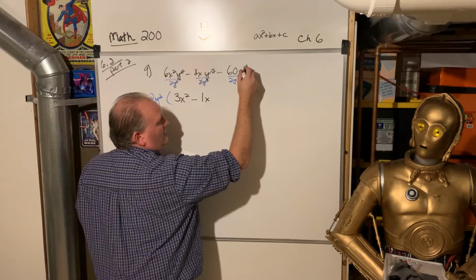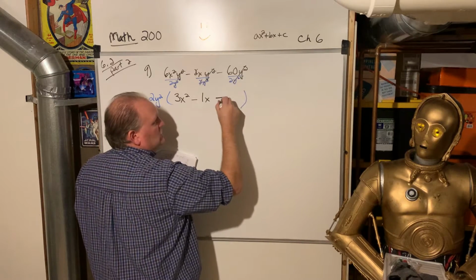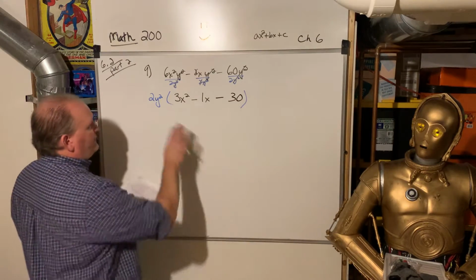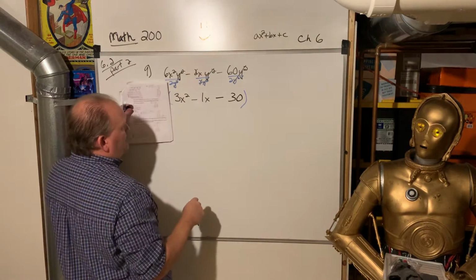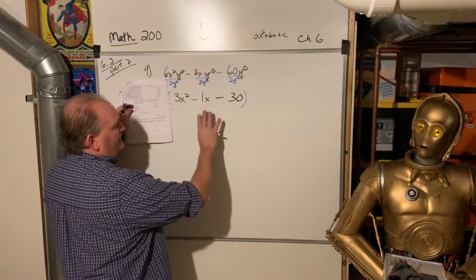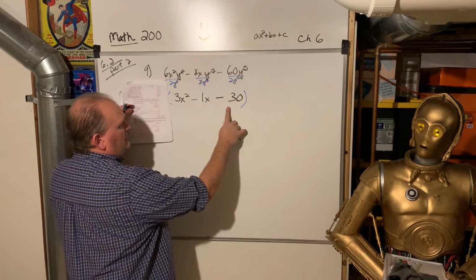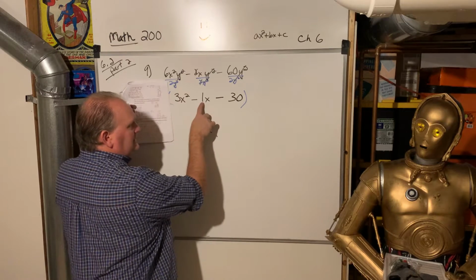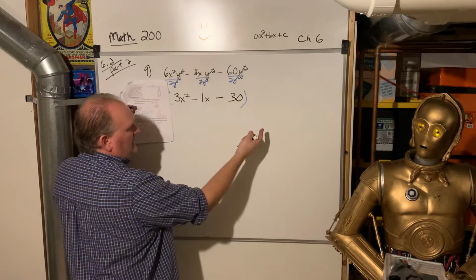And then the y squareds go, and that's 30. So now, forget about this. I mean, it'll still be in our answer, but just block that out of your vision here. 3x squared minus 1x minus 30. I cannot factor out the 3 because that's 1. So I have to do AC method.